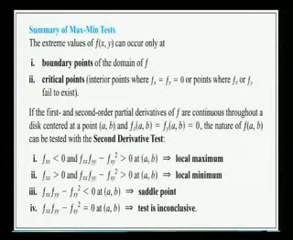Which we have already discussed: if fxx is less than 0 and D is greater than 0, then it is a local maximum. If fxx is greater than 0 and D is greater than 0, then it is a local minimum. If D is less than 0, then it is a saddle point, and if D is equal to 0, then the test is inconclusive. This is the summary of the maximum-minimum second derivative test.